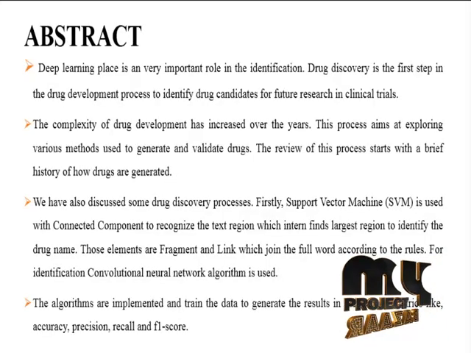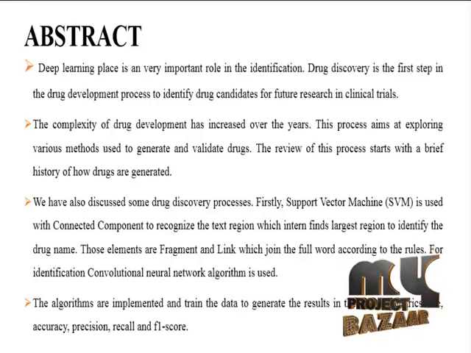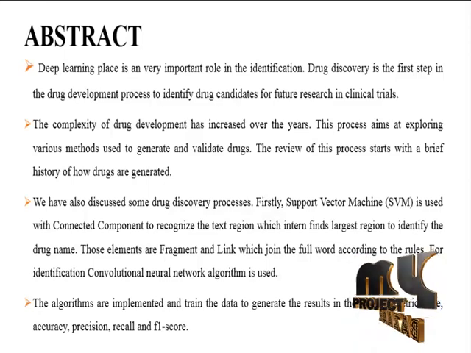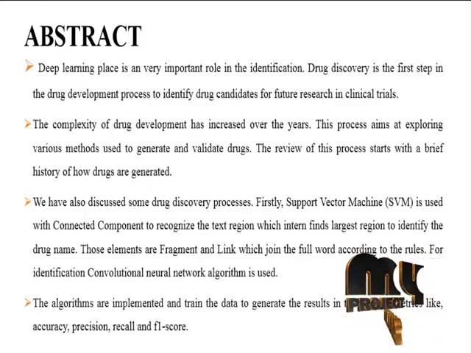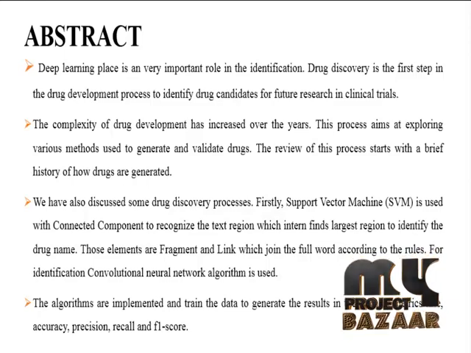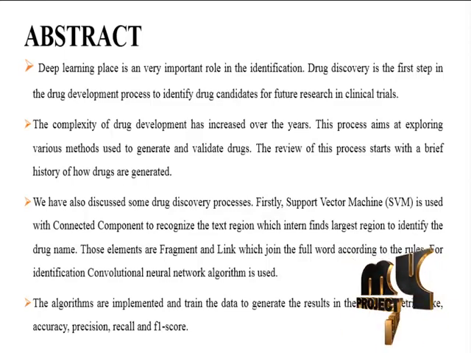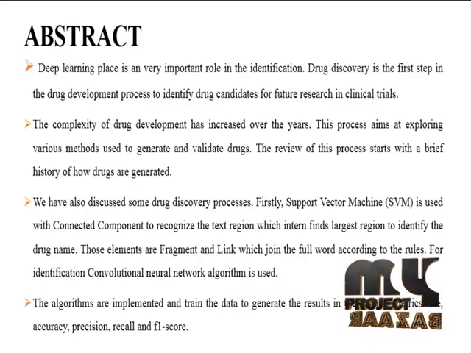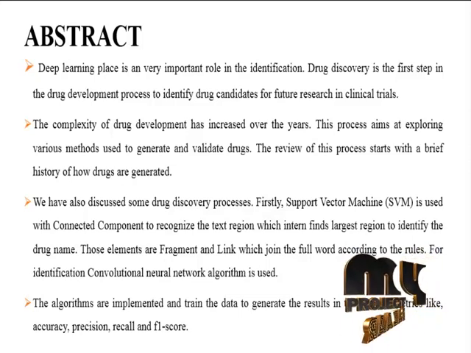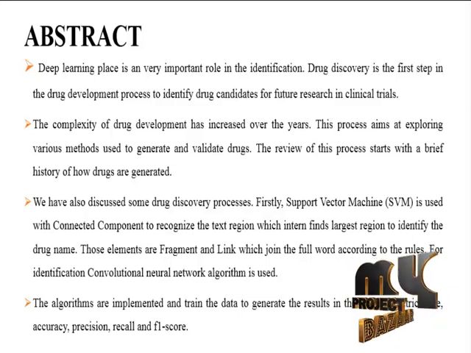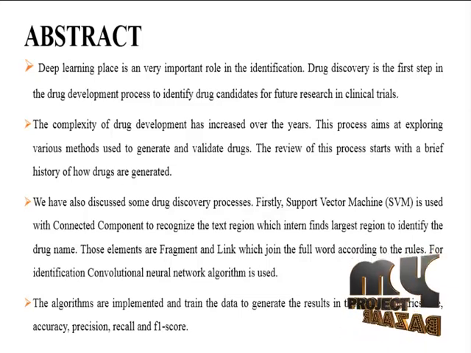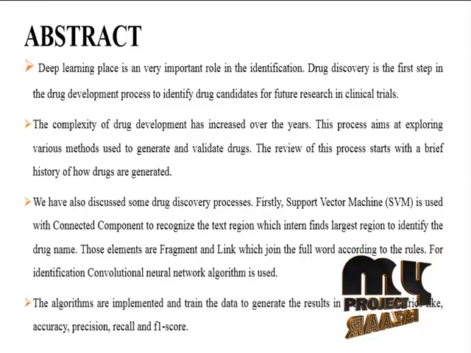The abstract of the project: deep learning plays a very important role in the identification of drug discovery. It is the first step in the drug development process to identify drug candidates for future research in clinical trials. The complexity of drug development has increased over the years. This process aims at exploring various methods used to generate the validated drugs. The review starts with a brief history of how drugs are generated. We have also discussed some drug discovery processes.